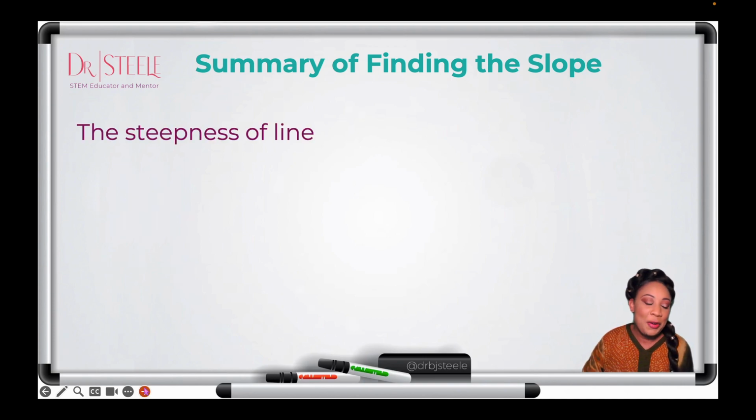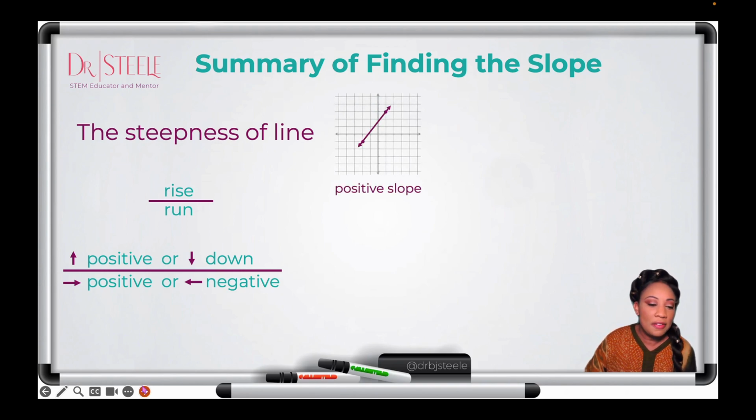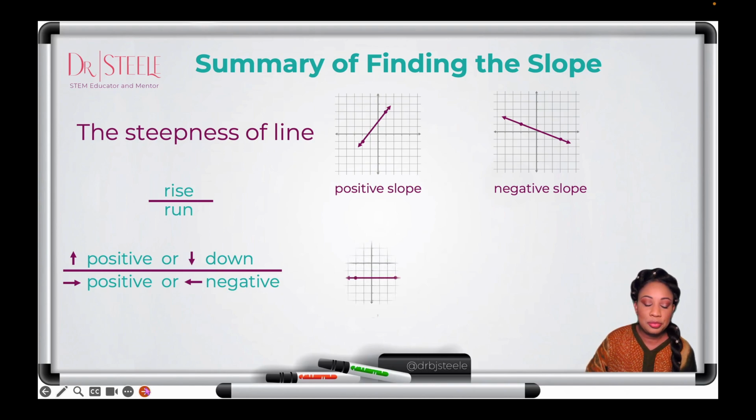Okay, so summary. The slope is the steepness of a line. It is rise over run. Again, if you go up, it's positive. If you go down, it's negative. If you go to the right, it's positive. If you go to the left, it's negative. While we're going, keep in mind this is going to the right. So if we're going up and to the right, it's positive. If we're going down to the right, it's a negative slope.